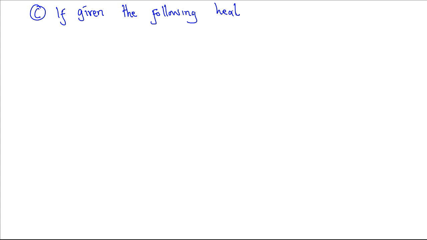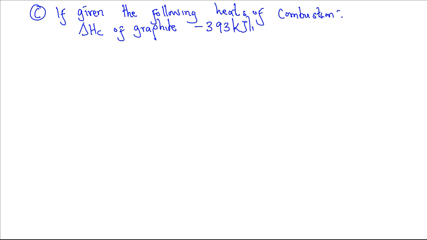Next question, part C. If given the following heat of combustion, that is heat of combustion of graphite as negative 393 kilojoule per mole.